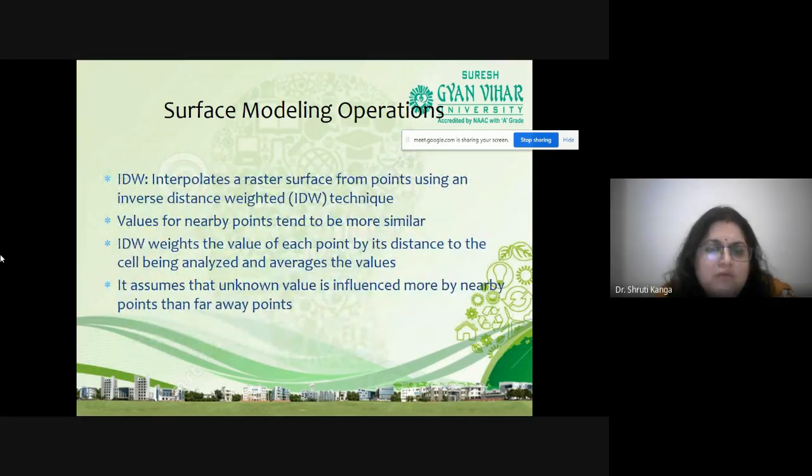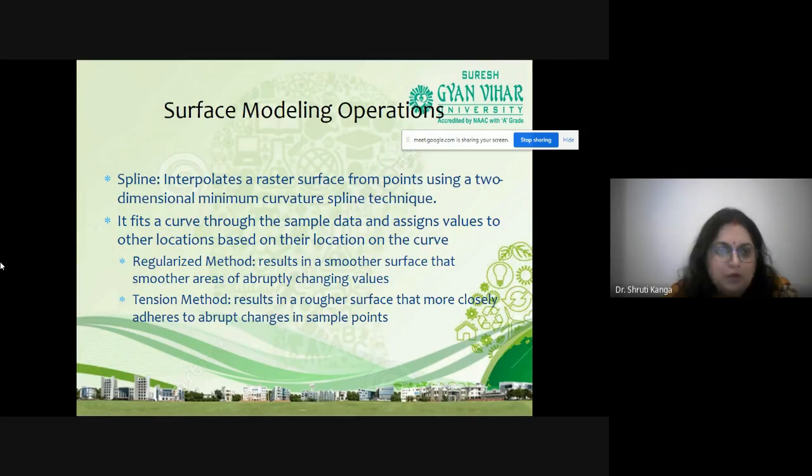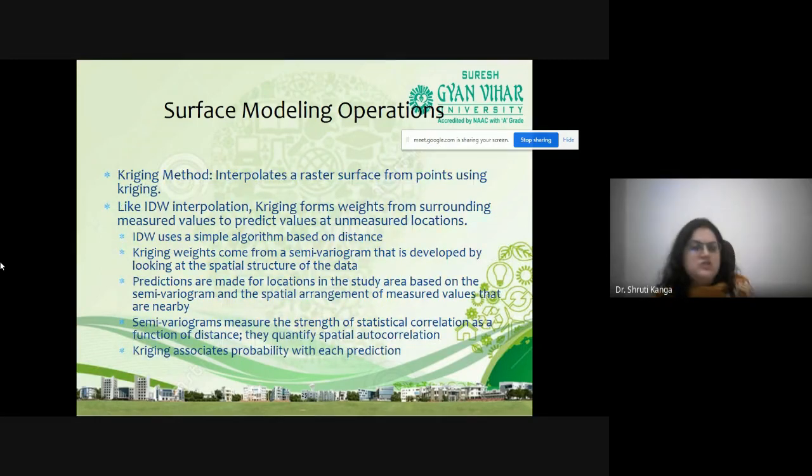First, IDW, where we interpolate a raster surface from points using the inverse distance weighted technique. Here, the values of nearby points tend to be more similar, and each point's value is weighted by its distance to the cell being analyzed, and the values are averaged. So the values of the nearest points are taken into consideration and averaged to implement the IDW technique. Then the second method is kriging, where we interpolate the raster surface from points using kriging.